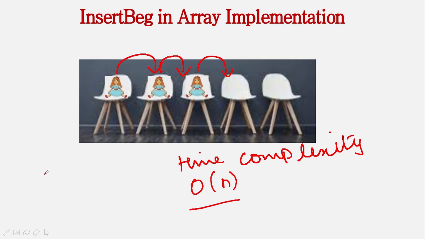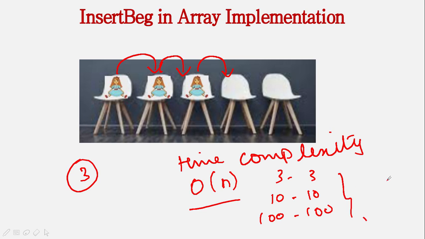For example, let us assume that it takes 1 second for one person to shift position. If there are three people already in the hall, then the new person has to wait for 3 seconds. If there are already 10 people in the hall, then the new person has to wait for 10 seconds, and so on, right? When there are 3, he has to wait for 3 seconds, 10 means 10 seconds, 100 means he has to wait for 100 seconds, and so on, right?